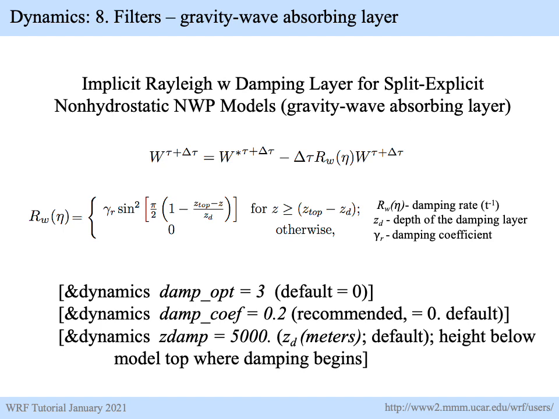Another filter we have is active in the uppermost layers of the WRF model, and that's a gravity wave absorbing layer. It is based upon implicit Rayleigh damping for the vertical velocity, and this is specifically for running in the non-hydrostatic configuration of WRF. If you look in the ARW technical note, you can actually run the WRF model on a hydrostatic basis. With hydrostatic, you don't have access to this filter.